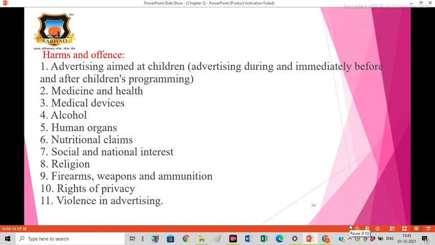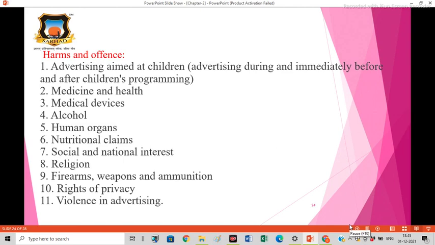The next is medical devices. The authority principally responsible for regulating medical devices in India is the Central Drugs Standard Control Organization, known as CDSCO. Its functions include regulating the medical devices industry by approving the import, manufacture and sale of medical devices in India.